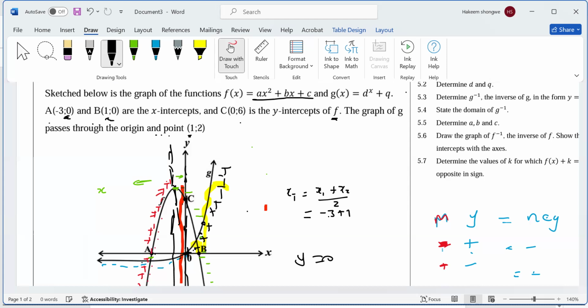Plus 1. Yes. So it's -3 plus 1 divided by 2, minus 2 over 2. It gives us -1. So we know this point here. We're not interested in the y. We're interested in the x. So the values that are this side in relation to -1, what will you say?